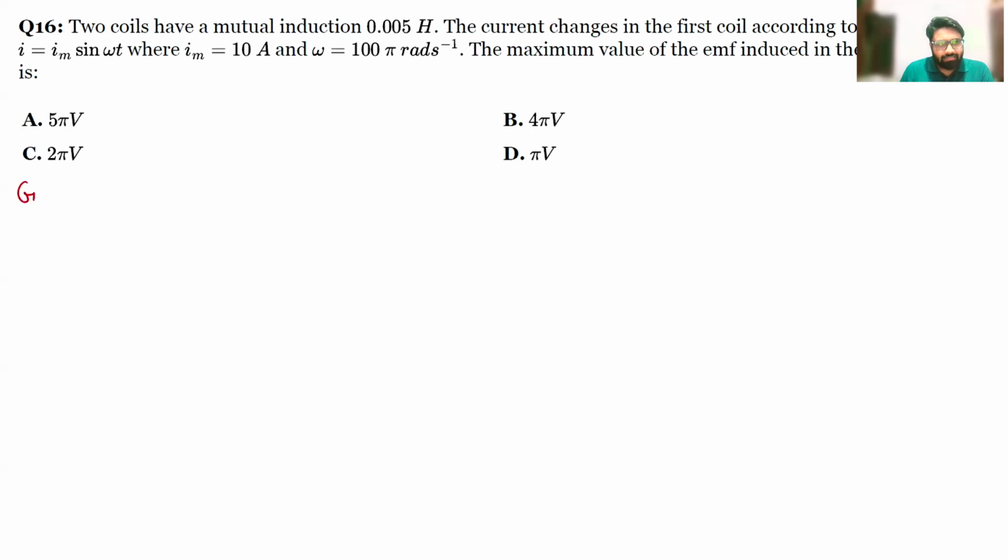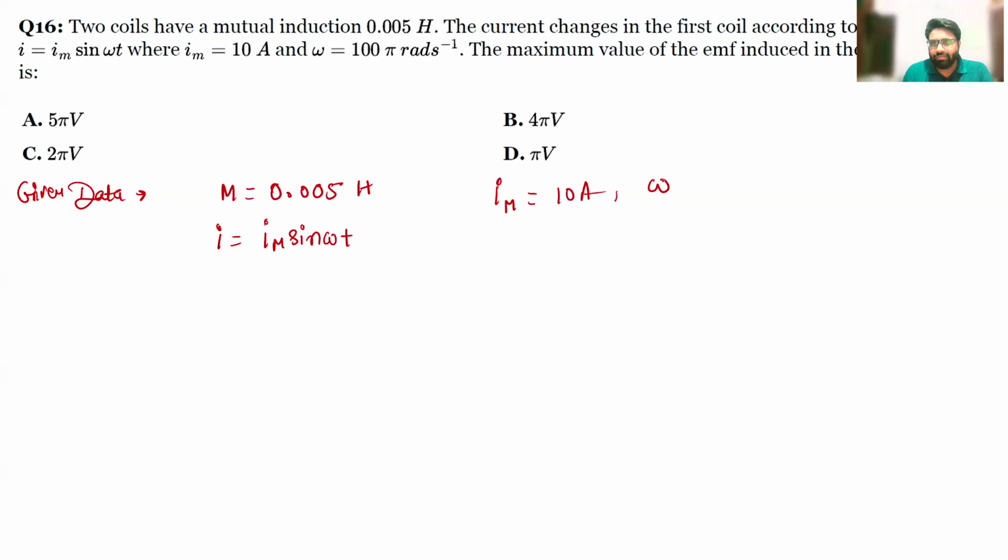So first of all, we will write the values that are given to us. Here the given data is: mutual inductance M is given as 0.005. And the equation of current in the first coil is I equals Im sine omega t. The value of Im is given as 10 ampere and the value of omega is given as 100 pi radian per second.